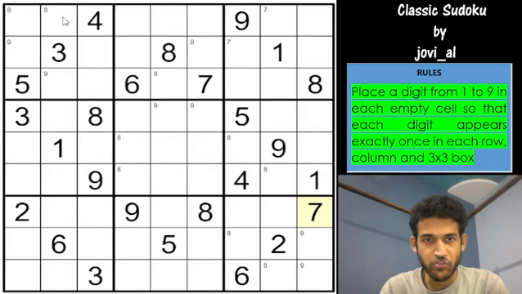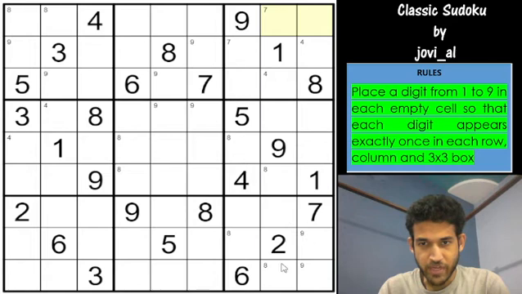Okay, let's look at the 4s. 4 is in column 4, column 3, and 4 is in row 6. So 4 goes in one of these two cells. In box 2 there are three options for the 4, and in box 3 there are only two options, either this cell or this cell. It can't go in column 7, it cannot go in row 1.